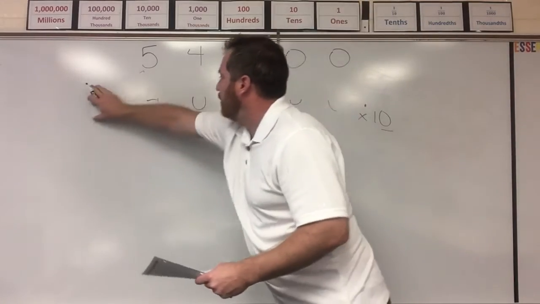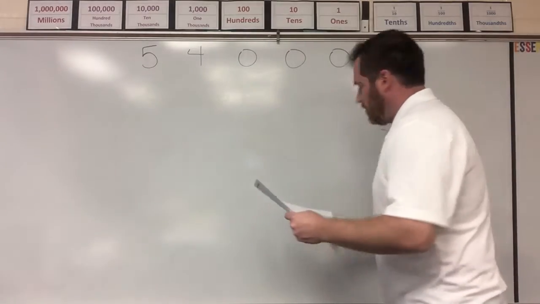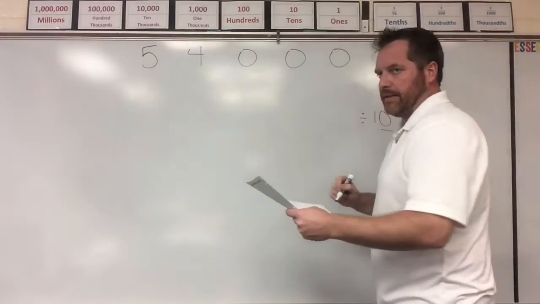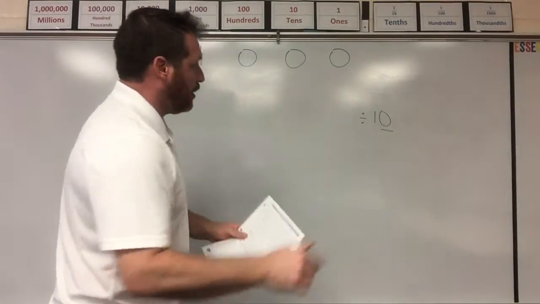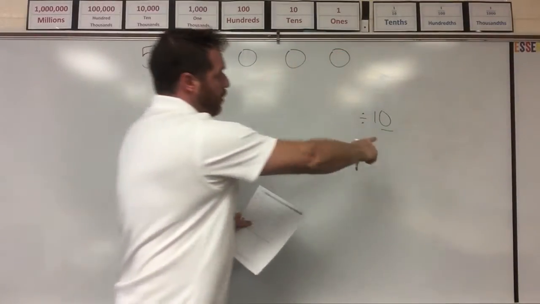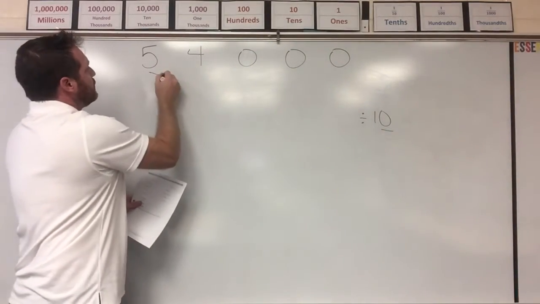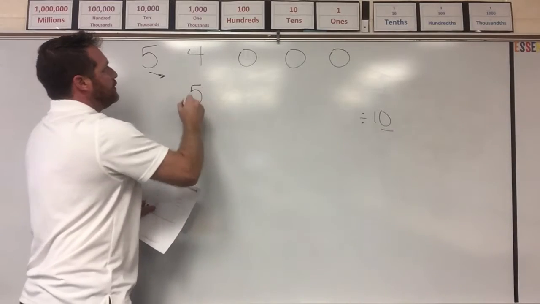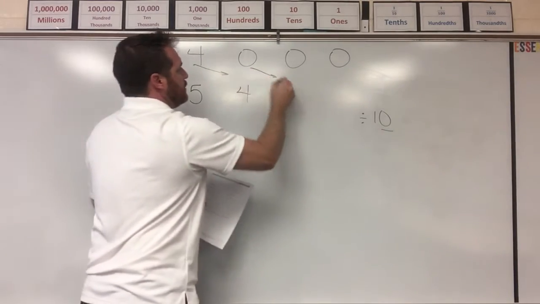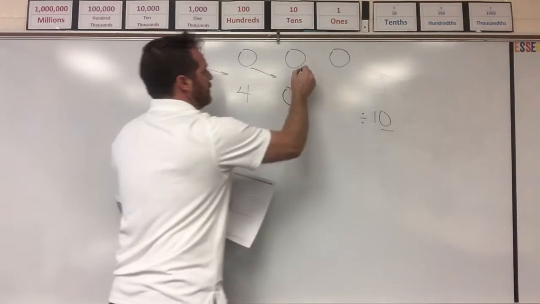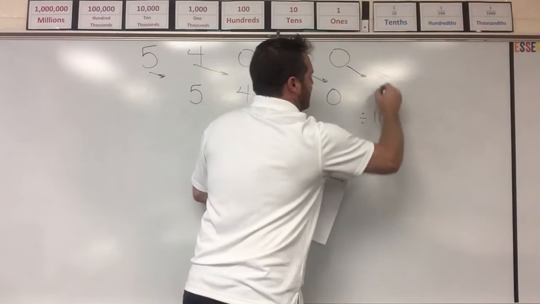Keeping our same number, but this time we are dividing by 10. So, since we're dividing by 10, our numbers get smaller, and that moves to the right. The 0 tells me how many places it moves. So this 5 in the 10,000s place moves to the right to the 1,000s. This 4 moves to the hundreds. This 0 moves to the tens. This 0 moves to the ones. And this 0 moves to the tenths.